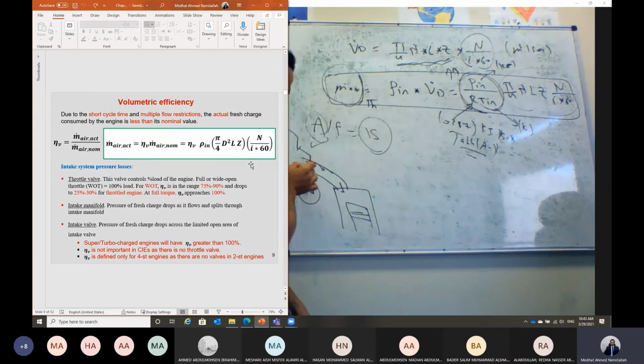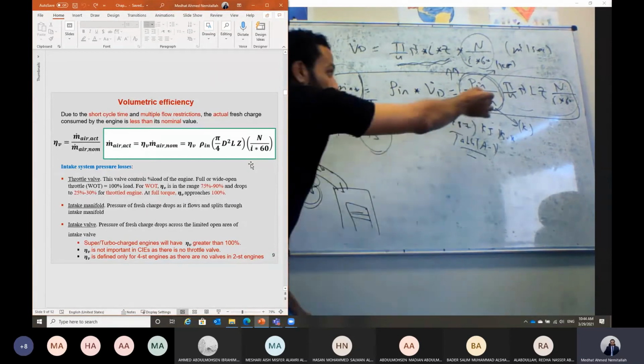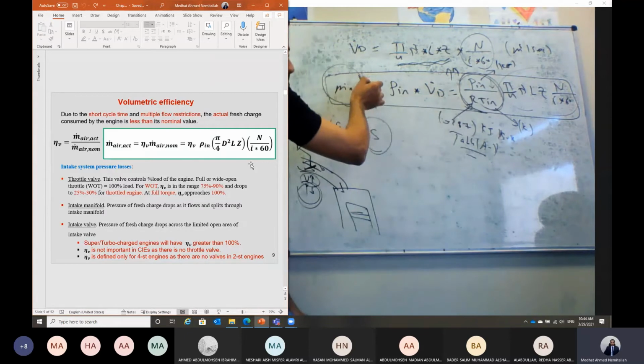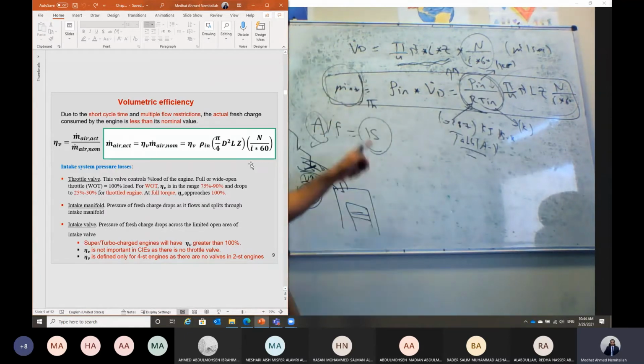At full load, the throttle valve is usually widely open, and the area is maximum, and we don't have pressure loss. But at part load, the throttle valve is partially open, and the area is restricted in the flow direction. So the velocity of the flow will increase. Velocity increase means the pressure will drop in the intake manifold. If the pressure drops, that means the mass flow rate of air to the engine will be reduced. And that's why we call this the theoretical mass flow rate.